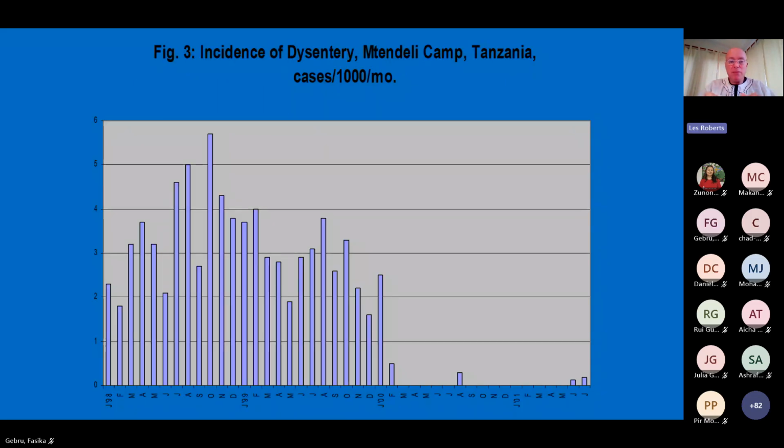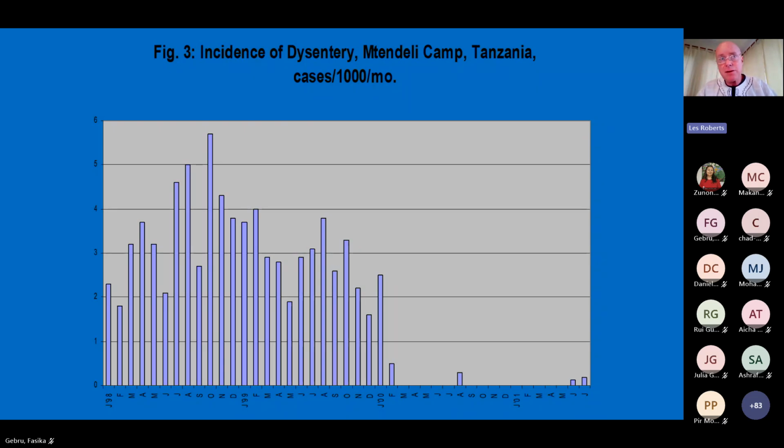So here we are, we're back in Metindeli camp. And you'll notice that in terms of dysentery cases over those same 4 years, there's this amazing drop starting in the year 2000. You would think, oh, they started giving everyone latrines or doing something more hygienic. No, no, no, no, no.